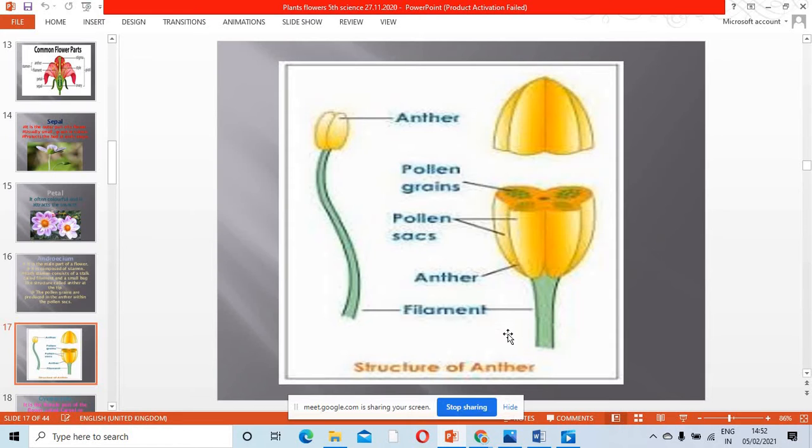Now look at this picture, this will make it very clear. Can you see the anther at the tip, and then it is on top of the filament. The filament is holding the anther. Now on the right hand side, you see the cross section of the anther, and can you see inside this green portion, these are the pollen grains.